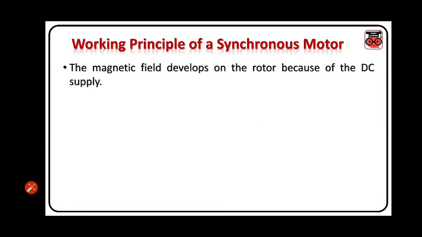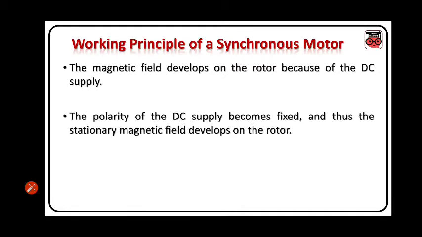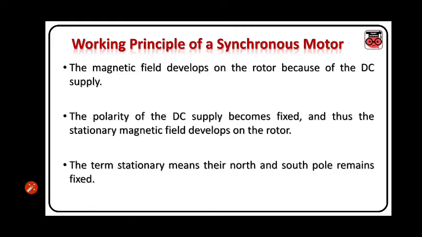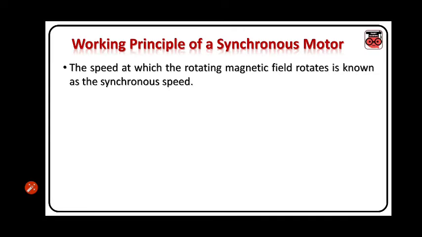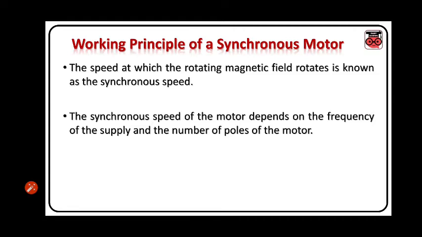The magnetic field develops on the rotor because of the DC supply. The polarity of the DC supply becomes fixed, and thus a stationary magnetic field develops on the rotor. The term stationary means their north and south poles remain fixed. The speed at which the rotating magnetic field rotates is known as synchronous speed. The synchronous speed of the motor depends on the frequency of the supply and the number of poles of the motor, that is Ns equal to 120 f upon P.